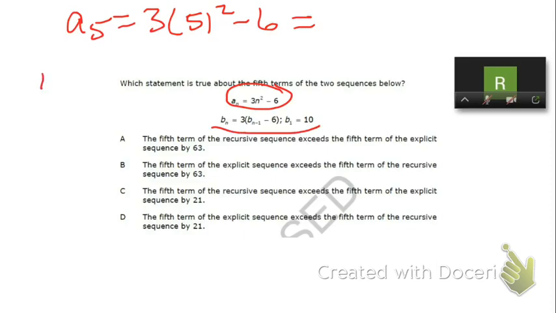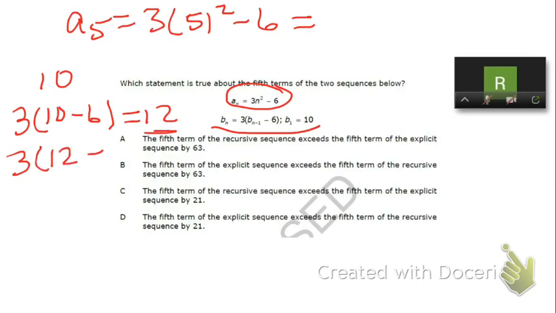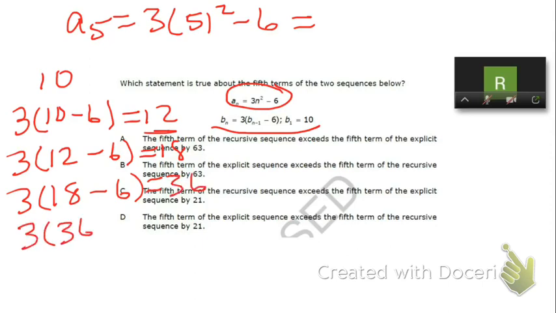So we know we start off with 10. So the next one is going to be 3 times 10 minus 6. So that's going to be 3 times 4, which is 12. So the next one is going to be 3 times whatever you got last time. So it's going to be 12 minus 6. So that's going to be 18. Next one is going to be 3 times 18 minus 6. So that's going to be 36. Next one is going to be 3 times 36 minus 6, which is going to equal 90.